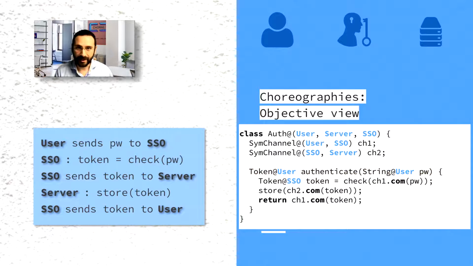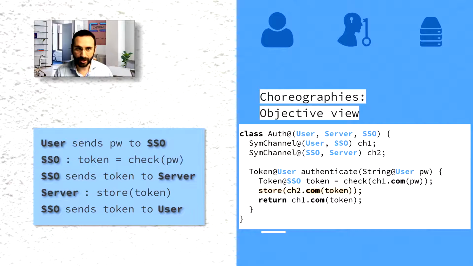In the body of the method, we found that local and distributed code integrate seamlessly. At the first line, we find the user who sends his password stored in the local variable PW to the SSO. This is done by using the COM method of the channel ch1, which transfers the string PW from the user to the SSO. At reception, the SSO uses the method check to locally generate the token. Finally, the roles perform two communications.